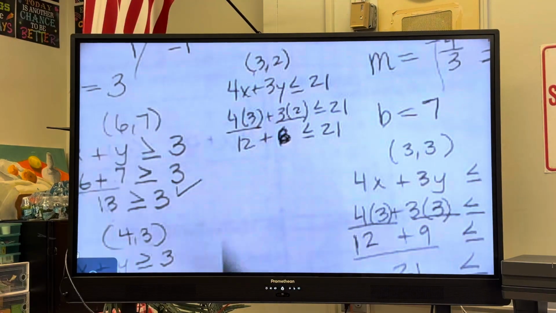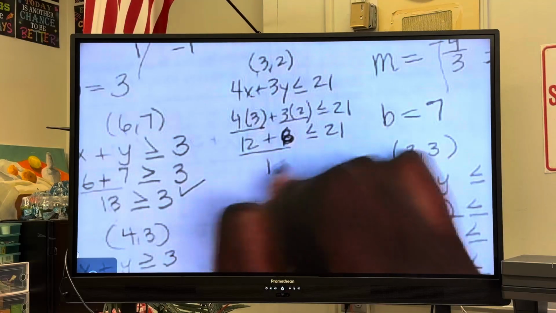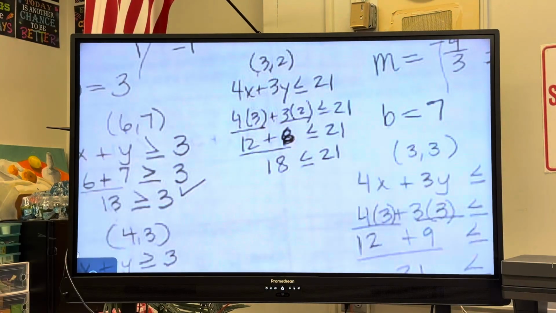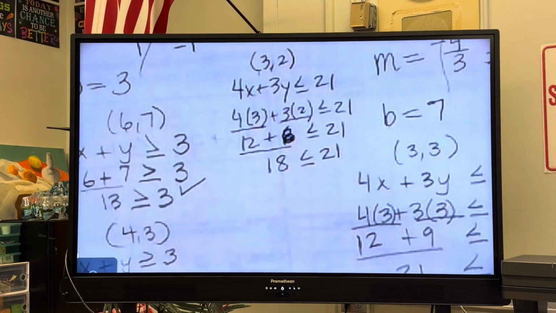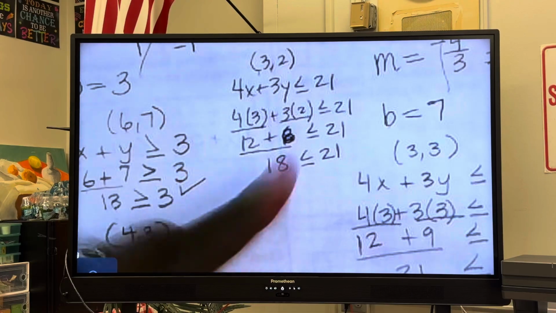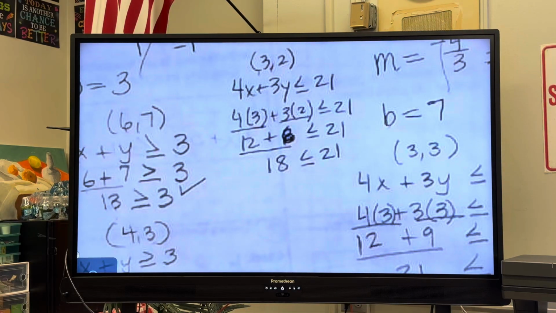6. So now what's 12 plus 6? 18 is less than or equal to 21. True or false? True. How much will it cost me to buy 3 pounds of blueberries and 2 pounds of strawberries? It will cost me what? $18. Are y'all following? Yes?